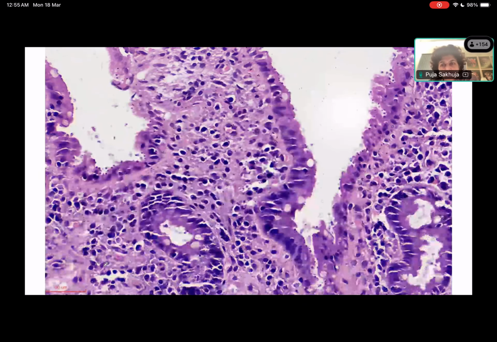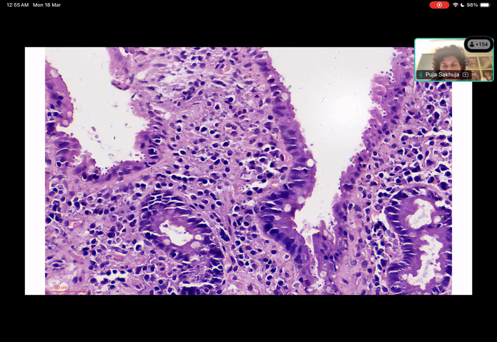Correct. So we go to high power. This was also shared with you. So what are you seeing? Sir, round-like structures, which are basophilic. Yes, small rounded structures, basophilic, lying on the surface of the epithelium. The most important thing is they're lying on the surface of the epithelium. Okay. So what are these? Cryptosporidia. Correct. So these are cryptosporidia.